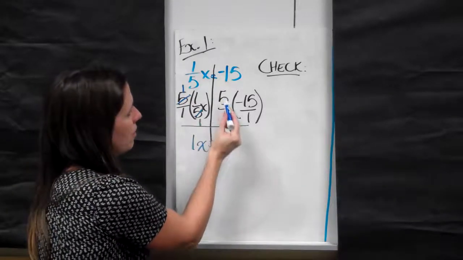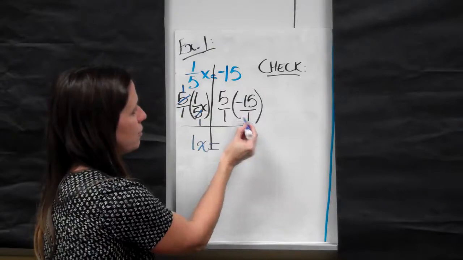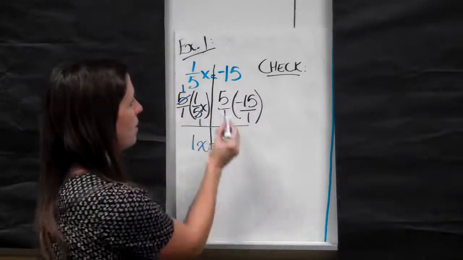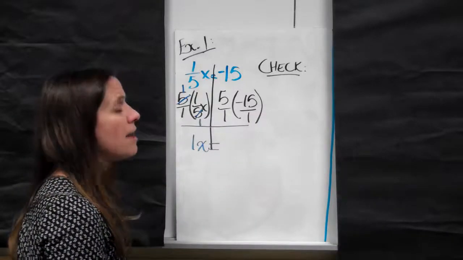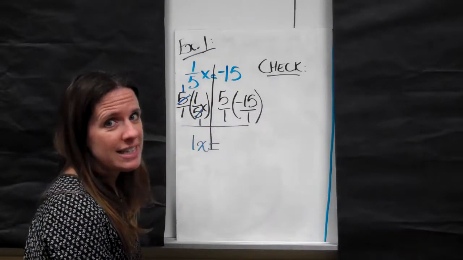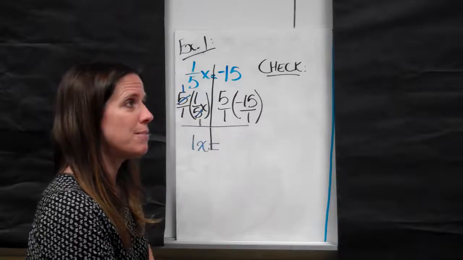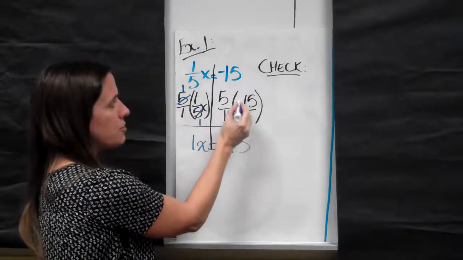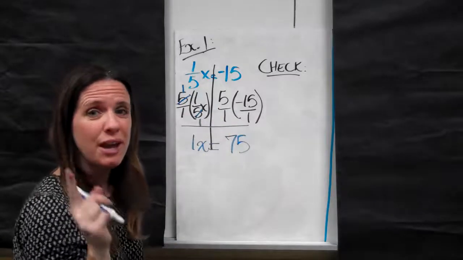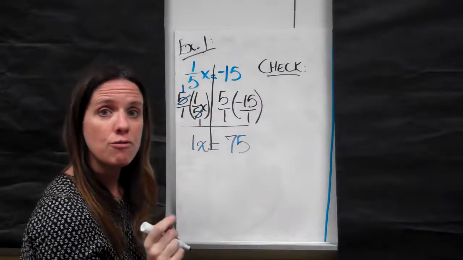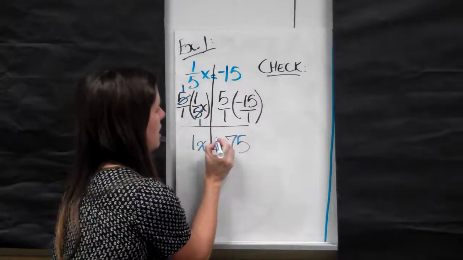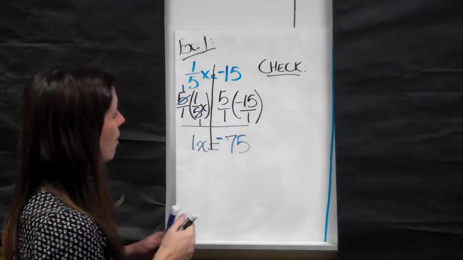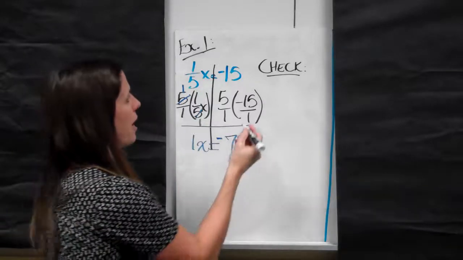And here, we have 5 over 1 times negative 15 over 1. They're both over 1, so there's no simplification that can happen. We just multiply across. 5 times 15, you have to think, or write out the math, it is 75. But we do have one positive and one negative, so you have to remember those integer rules from Unit 1, and that would be a negative 75. All right, let's do our check to see if we're correct.